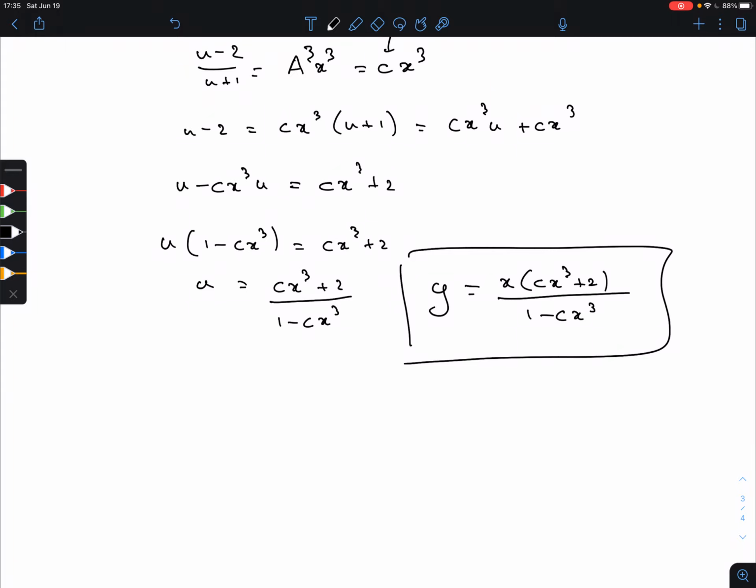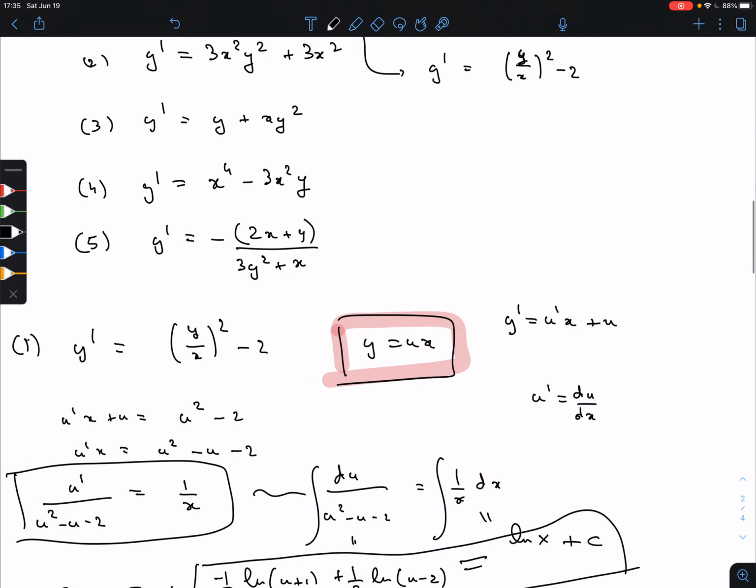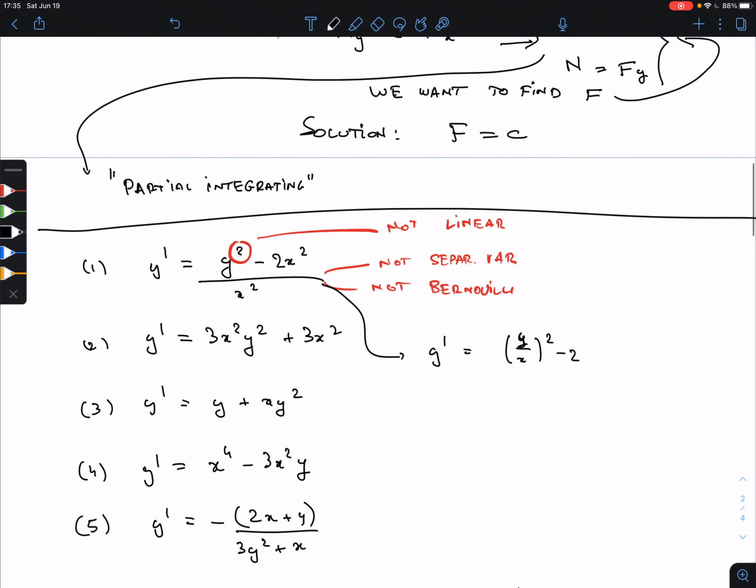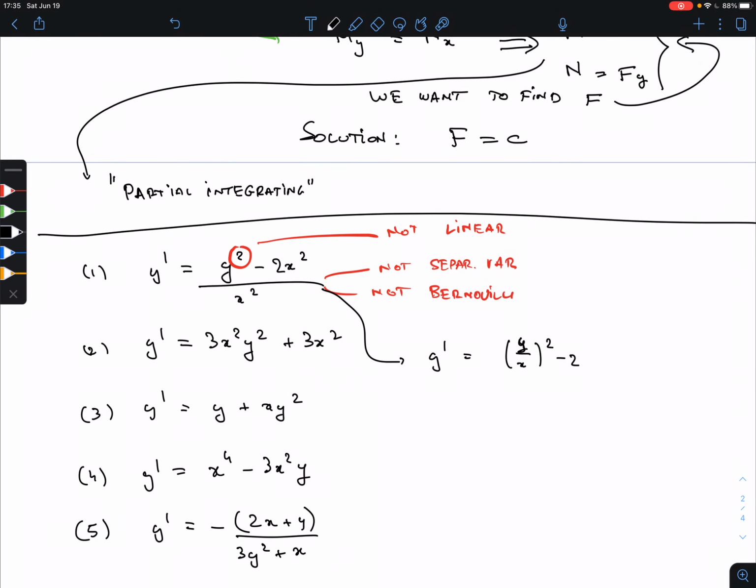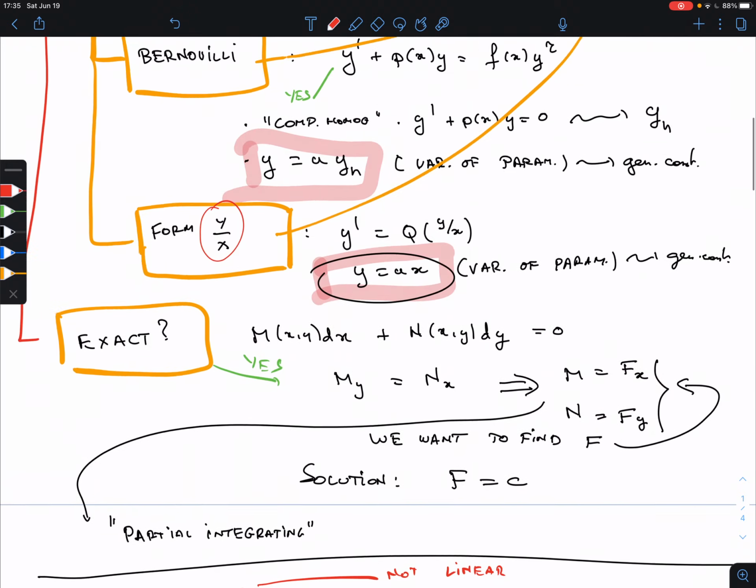Okay, that's the first one. Let's look at the second one. The second one, okay, so let's go to our thing again. Is this linear? Well, no, this 2 again tells us not linear. So it's not linear. So I can rule that out. What else?